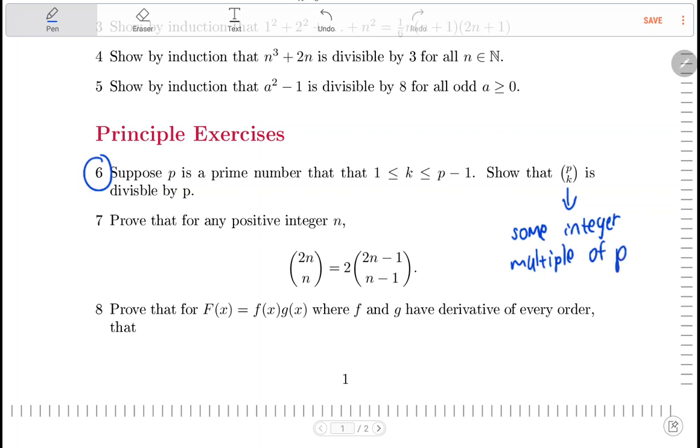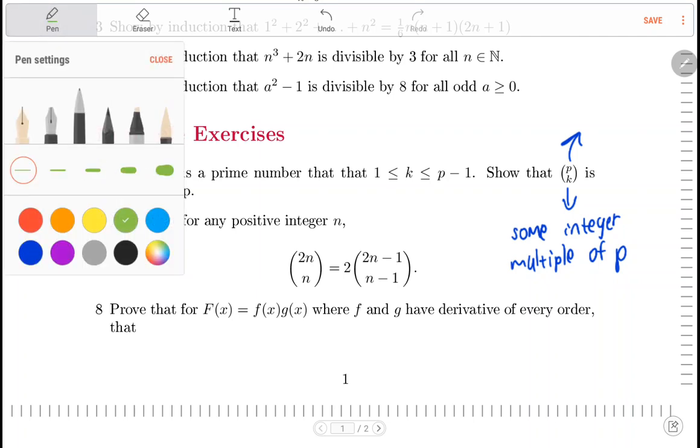So simply use the definition of what this is equal to, write it out, and see if from there you are able to write it as p multiplied by some value. It can be the product of things, the quotient of things, but whatever you have p multiplied by, that has to be an integer. And then you have proven that p choose k is indeed an integer multiple of p. So it is divisible by p.